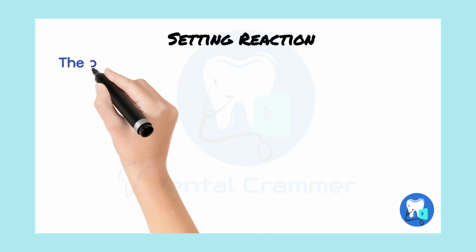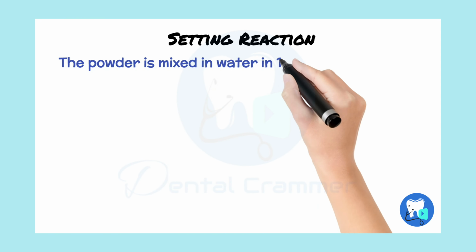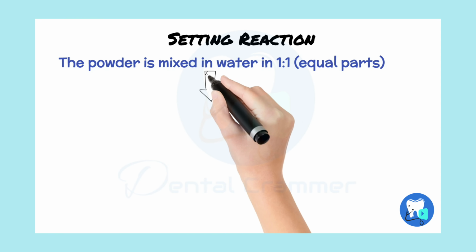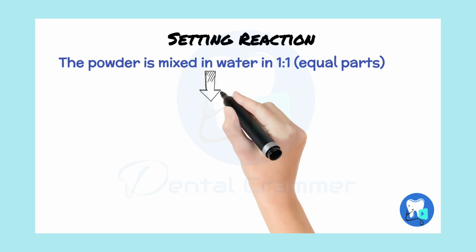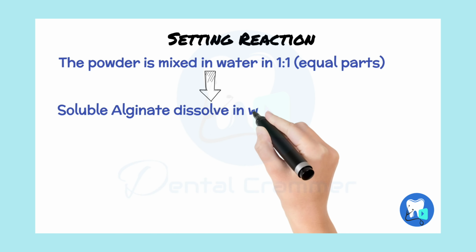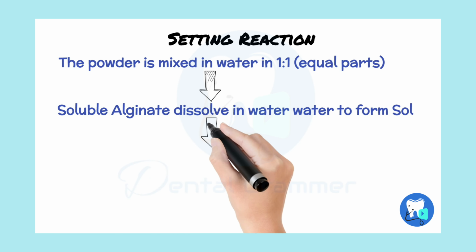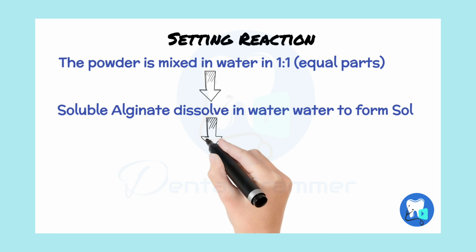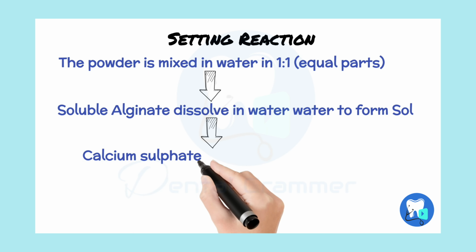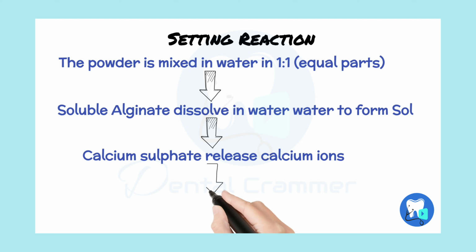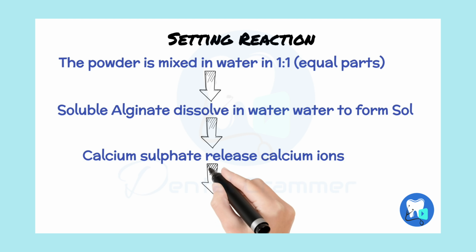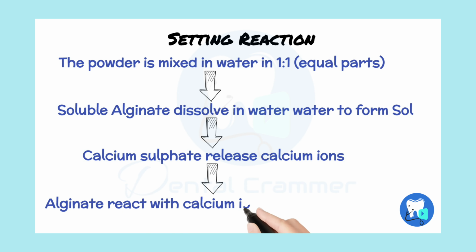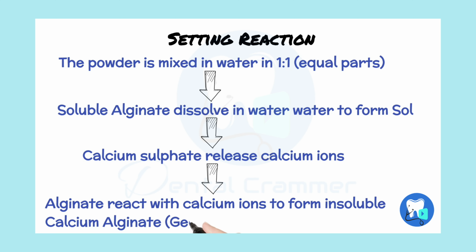The setting of alginate occurs via gelation reaction, which we have discussed in a previous video. After mixing of powder and water, soluble alginates dissolve in water to form a sol, which is quite viscous. Calcium sulfate releases calcium ions, and these released calcium ions now react with alginate to form calcium alginate, which is the gel state.